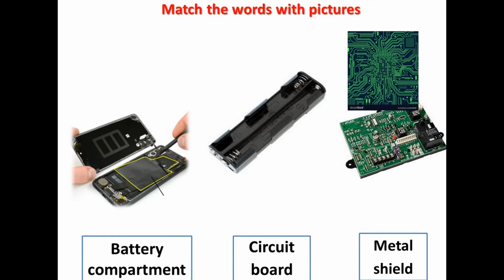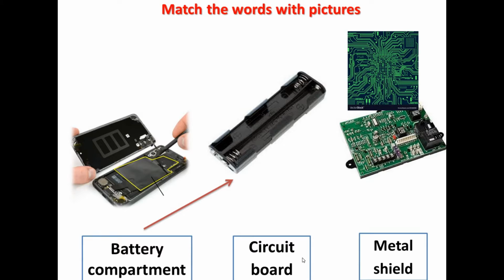Okay, students, how about practicing the words? Look at the pictures on the words below. Let's read them. Battery compartment, circuit board, metal shield. So match the words with the pictures. Let's do the first as an example. Battery compartment is the second picture. Next, circuit board.